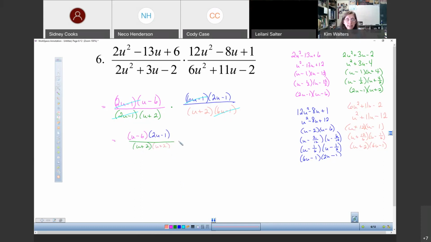Now, you might see this denominator written as u plus 2 squared. I don't care. I like the other one just as well. So my labs will accept either answer. Either one is fine. Questions? That's probably the hardest problem we do because it's got all of that factoring in it.